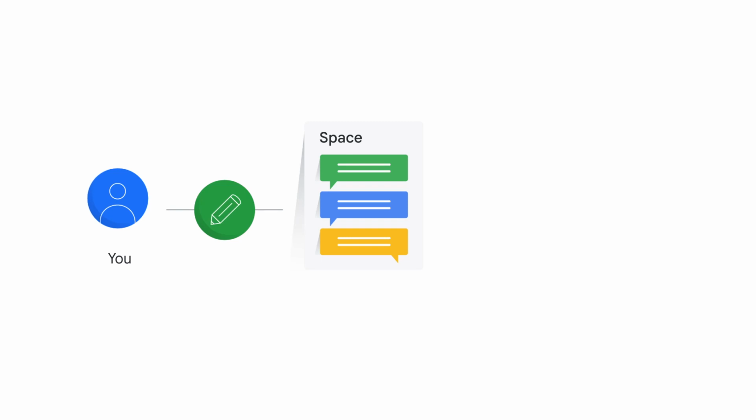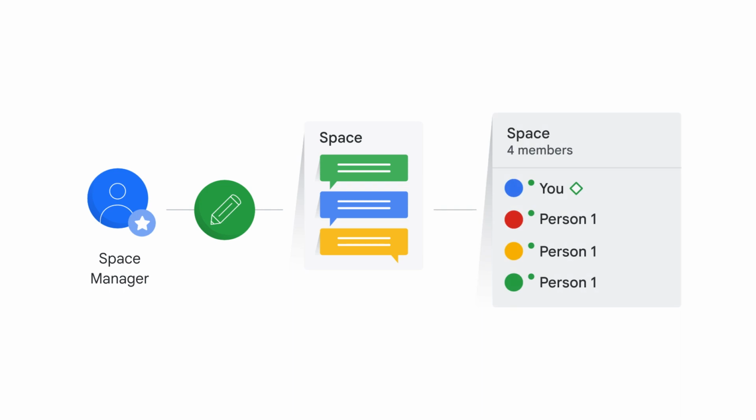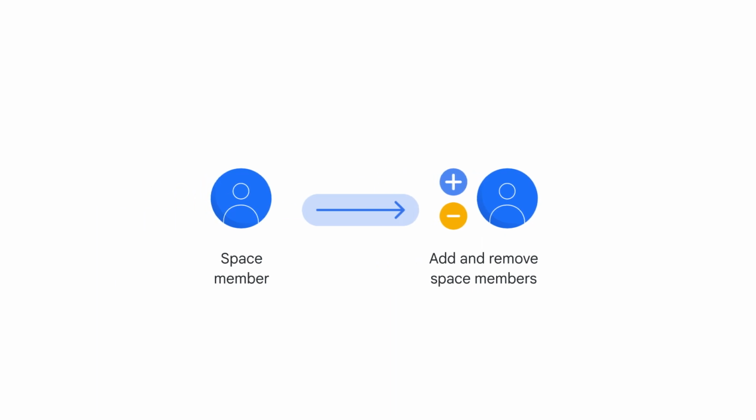When you create a space in Google Chat, you automatically become the space manager. Space managers have diamonds next to their names in the member list and message stream. As a member of a space, you can add or remove members.